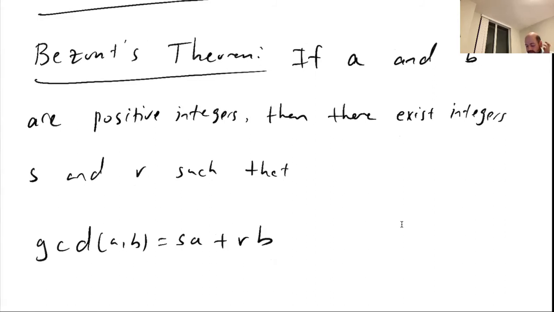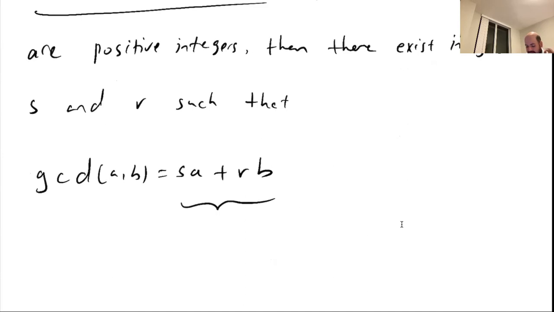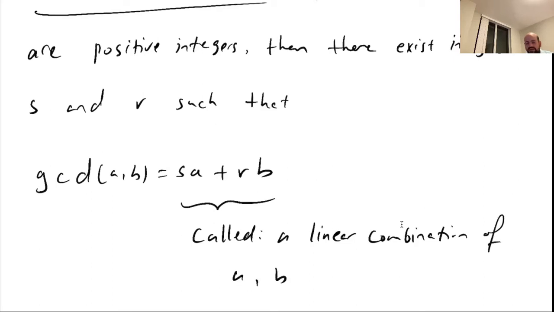So SA plus RB is called a linear combination of A and B. A linear combination of two numbers means the first number times a constant plus the second number times another constant. Similarly, a linear combination of three numbers means first number times a constant, second number times a constant, third number times a constant, and then you add them all together.